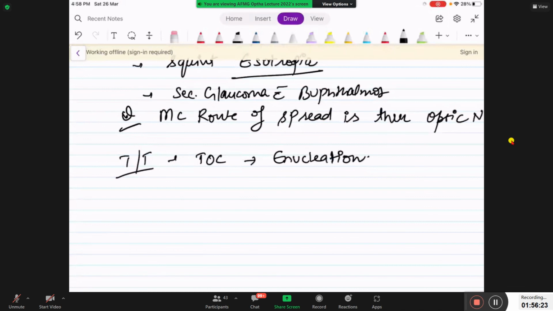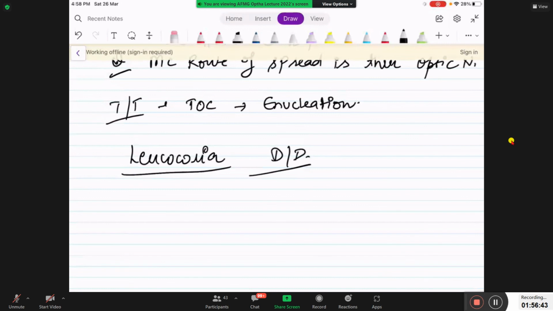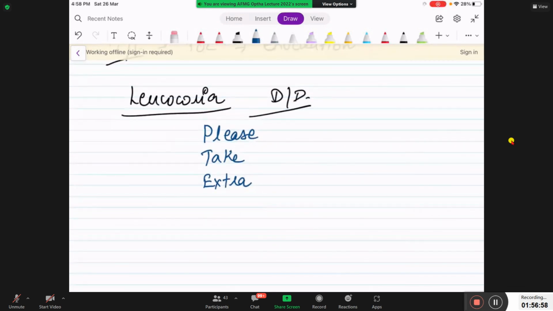Now we have discussed leukocoria in endophthalmitis, and we have discussed leukocoria in retinoblastoma. Now write down leukocoria, differential diagnosis of leukocoria, very important. So the mnemonic for differential diagnosis, write down. Mnemonic, write down. Please take extra. Please take extra 3 RC, 3 into RC.